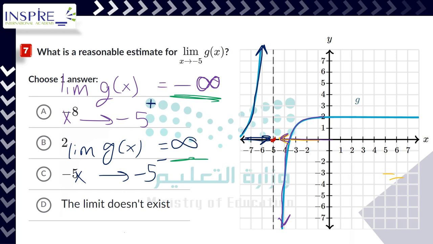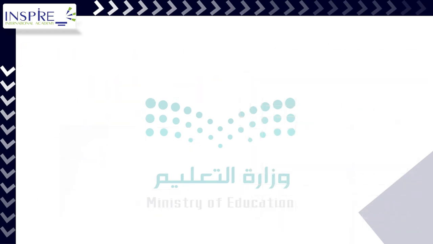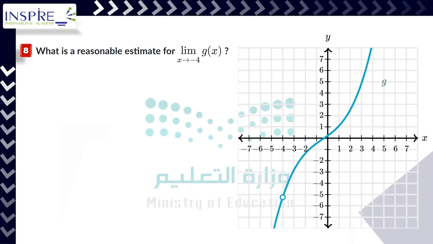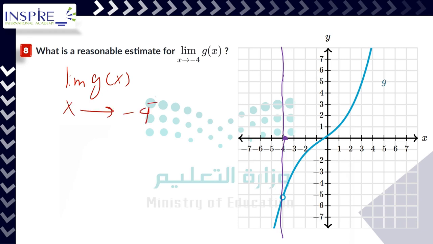Okay, next one. What is the reasonable estimate for limit g of x as x approaches -4? The same, locate -4 on the number line. Here is -4. Draw a vertical line with your ruler, so that you don't have any confusion when you get to the right side and left side. To get the limit of g of x as x approaches -4, I must get it from the right side first and then the left side.